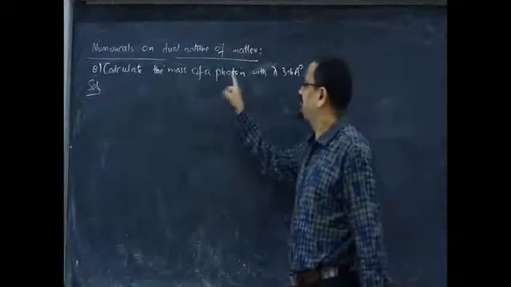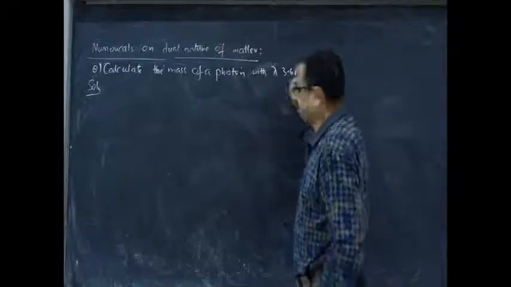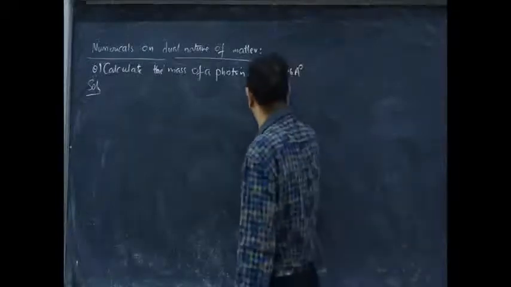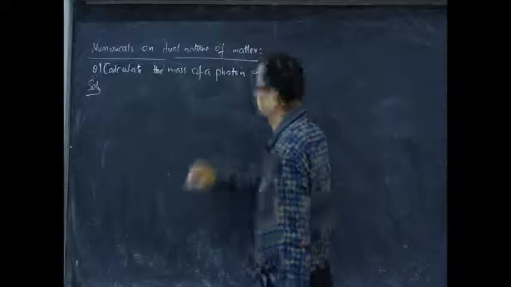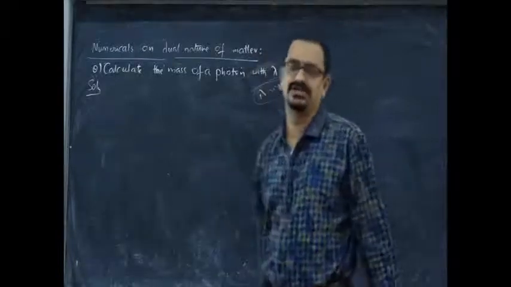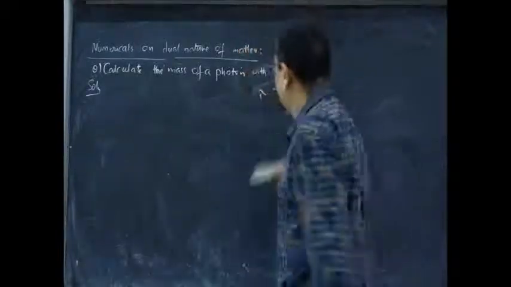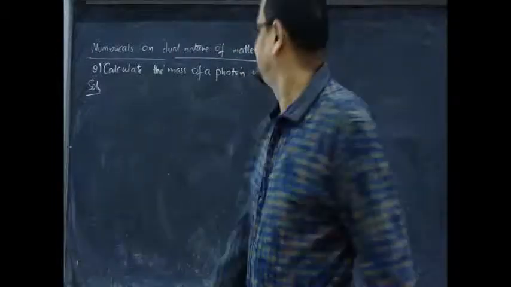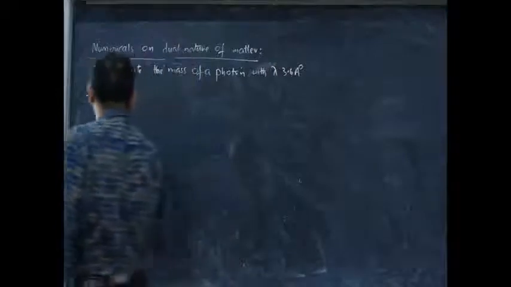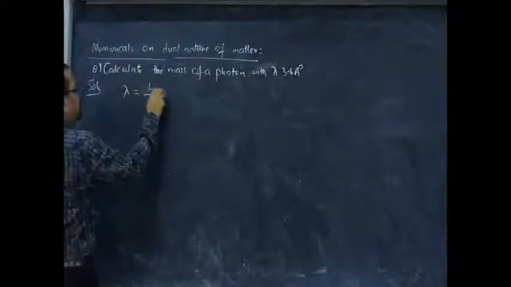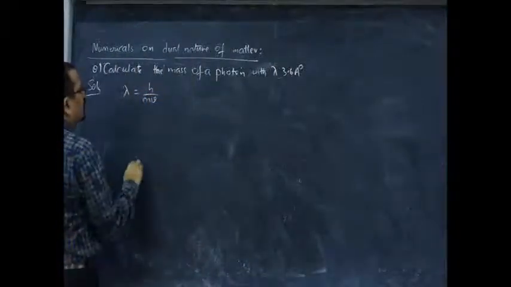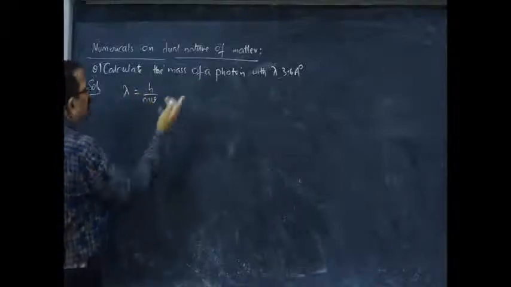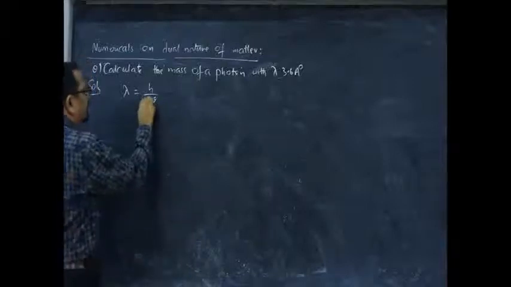Calculate the mass of a photon whose wavelength is 3.6 angstroms. Whenever wavelength, mass and velocity, these three terms are related in a question, that is the de Broglie equation only. So, now the de Broglie equation might have been used. Lambda equals h by mv. We are given what value? H is Planck's constant, m is the mass of the photon. We have to find the mass.